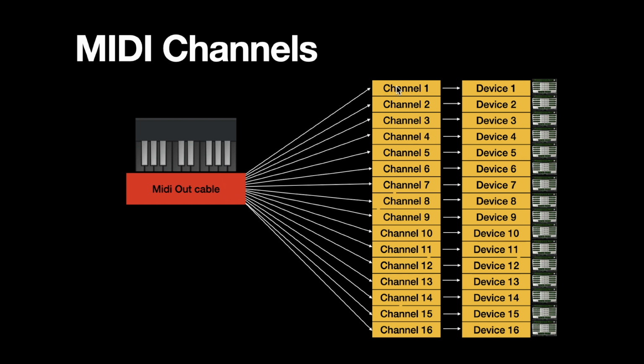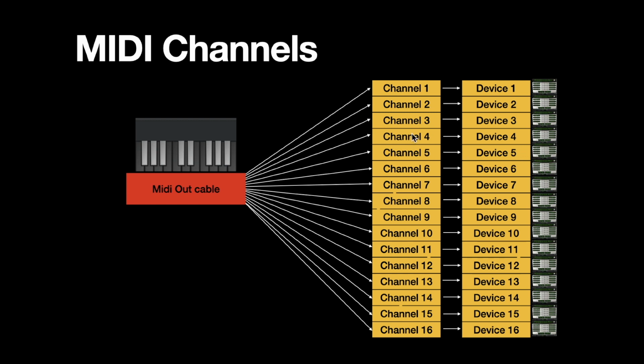That channel then goes to a device that's set to that same channel. Right? So if I had 16 instruments set up and each one was set to a different MIDI channel, I could simply change my output channel here and switch between devices. So if I hit MIDI channel 1, it would go to this device. If I hit MIDI channel 3, it would go to this device. Right? So those are the MIDI channels.